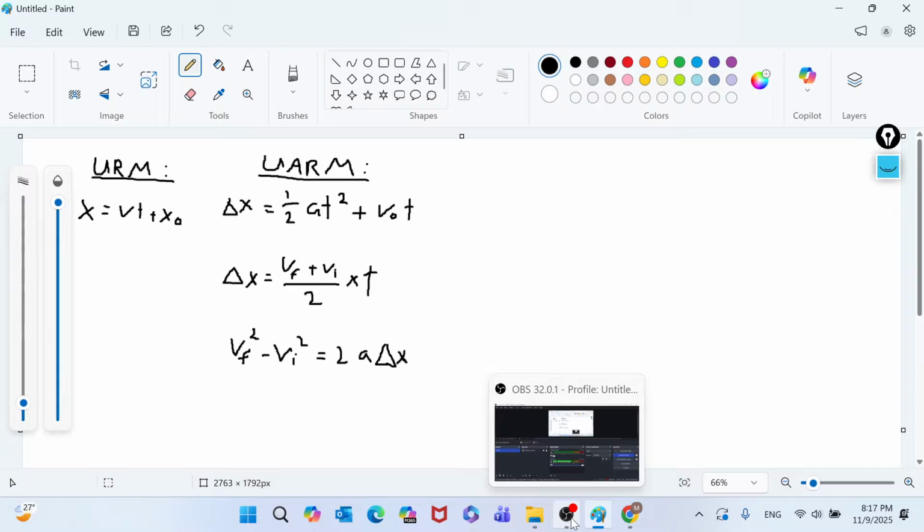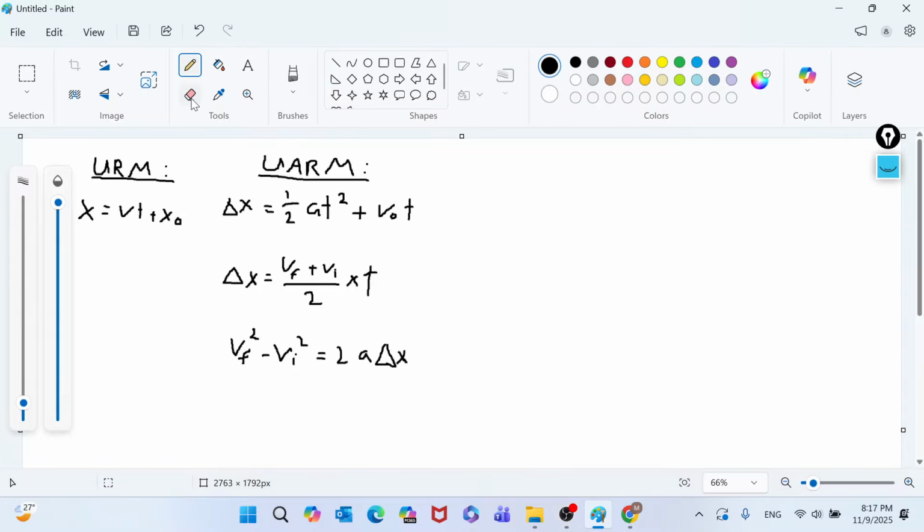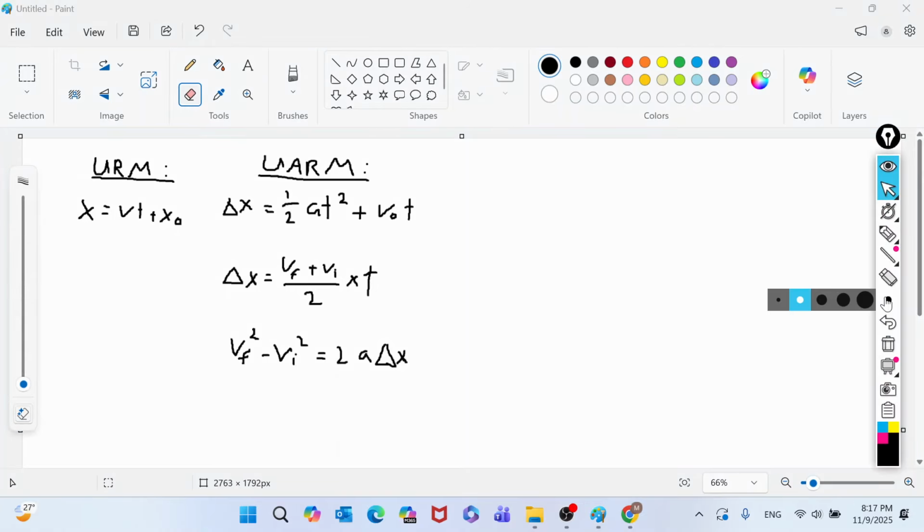Mechanics 1.9 to 1.12 course practice. Guys, here are the formulas you need.